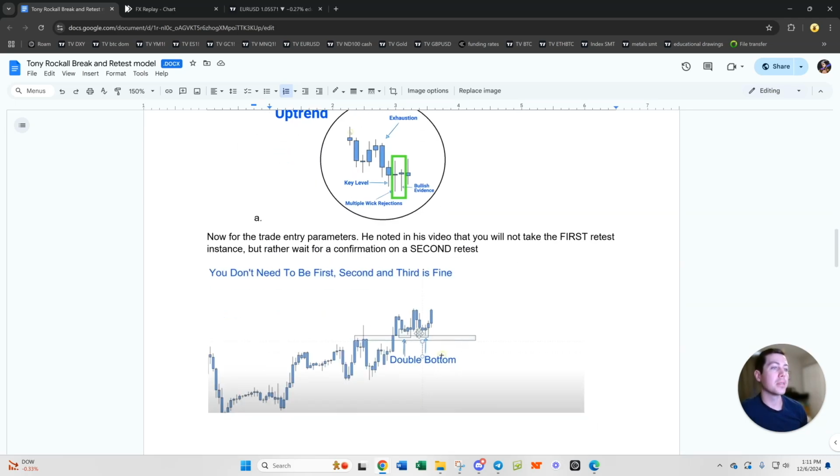And so a lot of times he shows some examples where if you take the first retest, you'll get stopped out and then it'll run. So he said wait for the second one, and obviously there are going to be cases where we miss some trades because of this, but hopefully it'll improve our win rate by waiting for that second retest for trades moving in our favor.